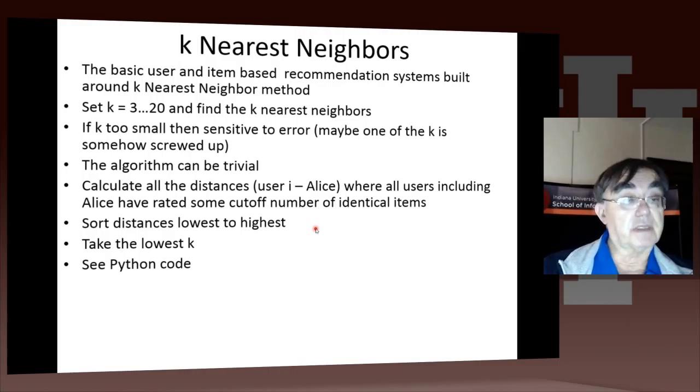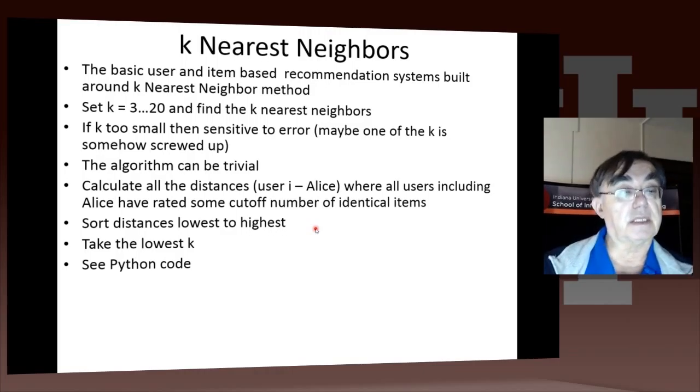And the algorithm is very simple. You calculate the distances, you sort the distances, and you take the K distances which are smallest. And that is, as it says here, given in Python in the next lesson.